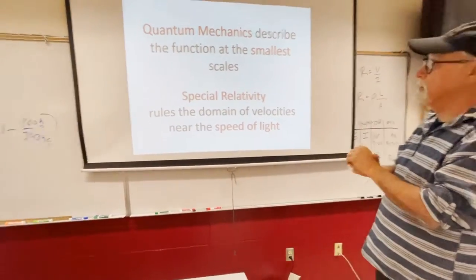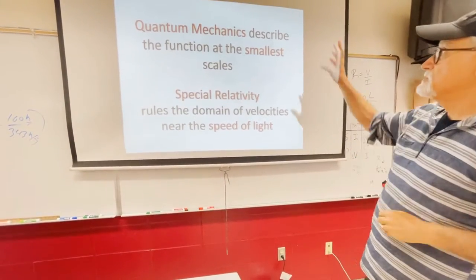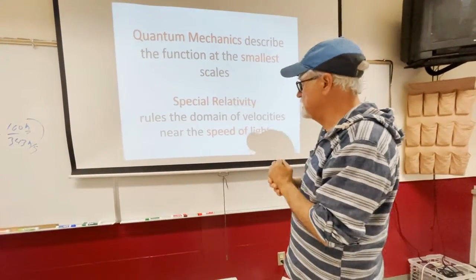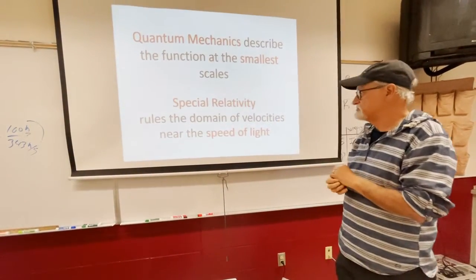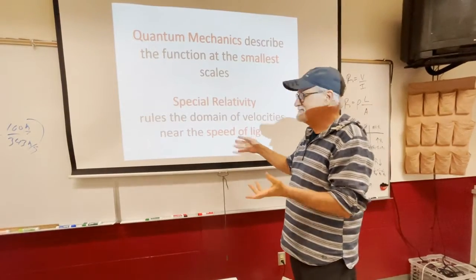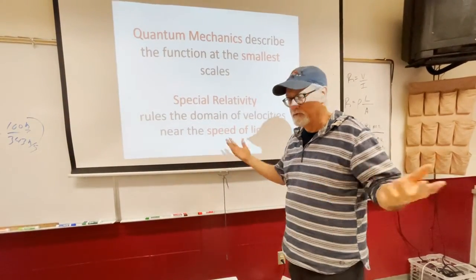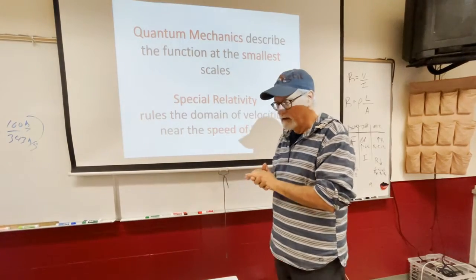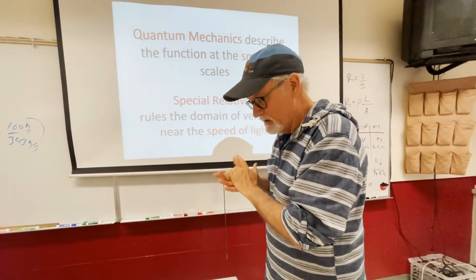Okay, there's two things that deal with this. Quantum mechanics describes the function at the smallest scales, and special relativity rules the domain of velocities near the speed of light. Not even that near, but once you get up to about 0.4 times the speed of light, things start to happen.